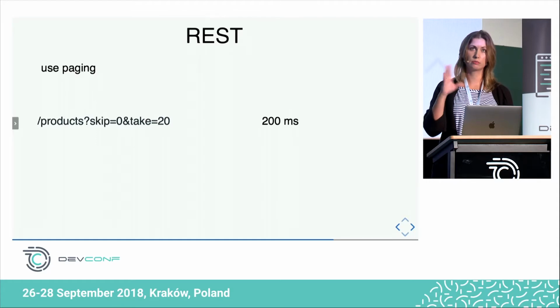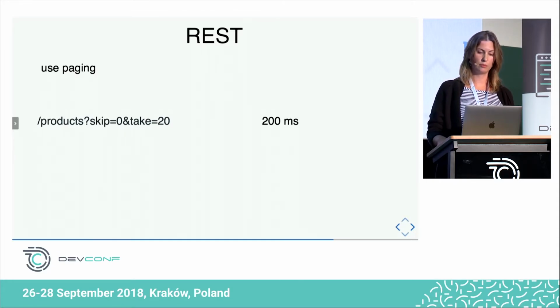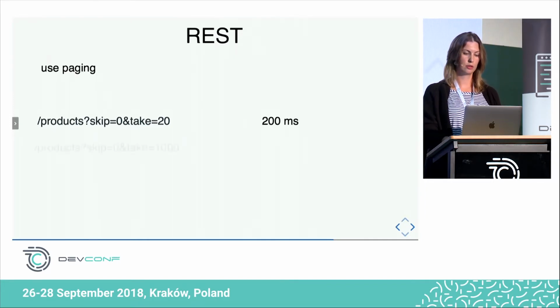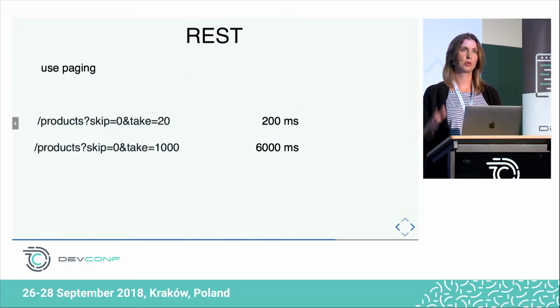I measured some response times. For example, for 20 products, and we use Elasticsearch, so it's pretty fast, it took 20 milliseconds. For 1,000 products, it took 6 seconds. So you can see the difference, and you don't really need those 1,000 products when you load the page.